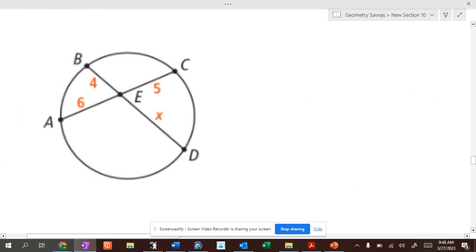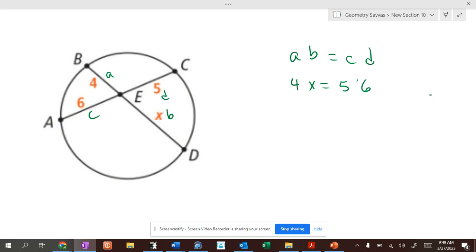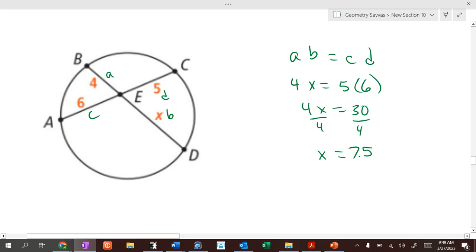So this one, okay, crosses on the inside. So this is A and B and C and D. And A times B equals C times D. So 4 times x equals 5 times 6. So 4x equals 30. If we divide by 4, x equals, I think it's 7.5. Okay.